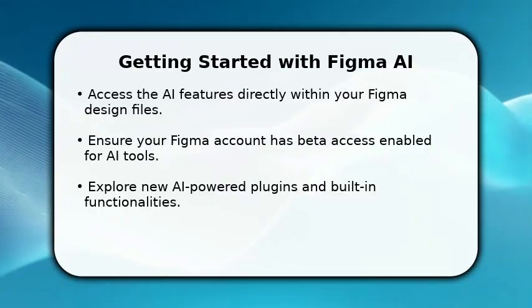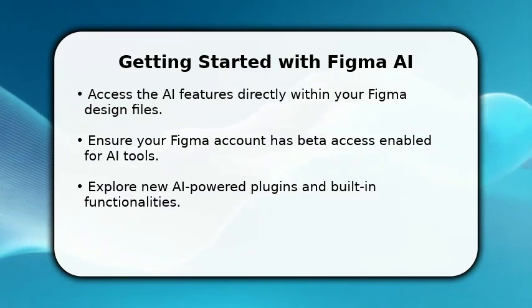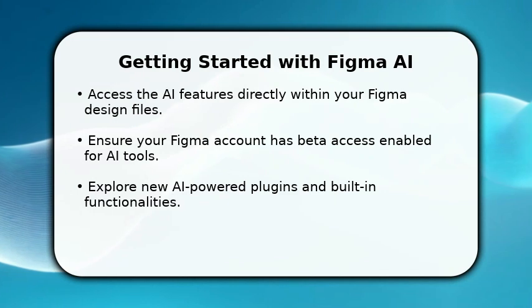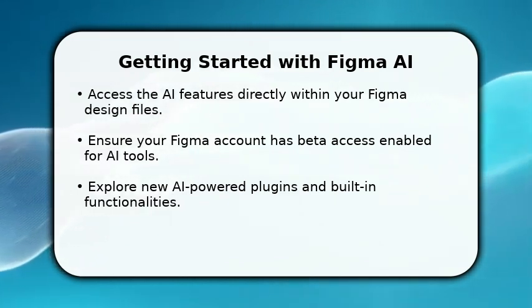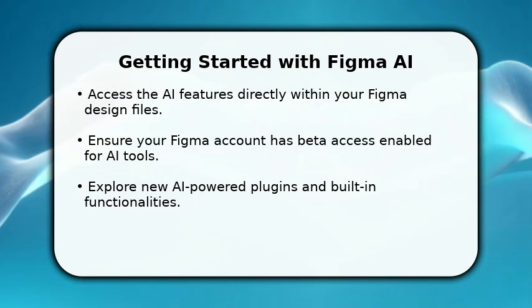In this video, I will explain how to use Figma AI Beta. First, make sure you have access to the beta program through your Figma account settings. Once enabled, you'll find new AI features integrated directly into your design files and through specialized plugins. These tools are designed to streamline your workflow and enhance your creative process, making design tasks more efficient and intuitive.